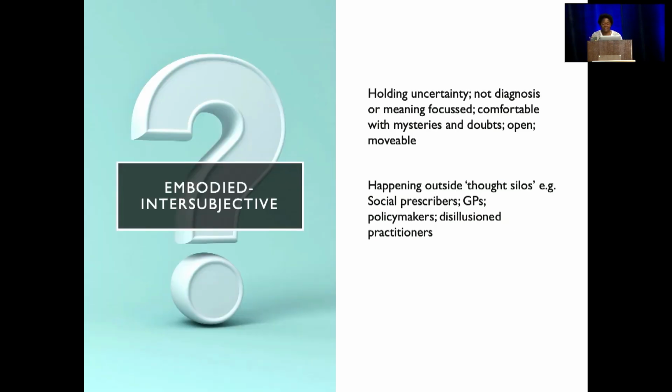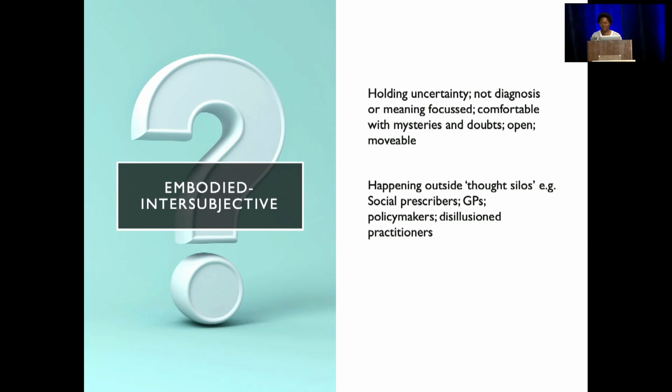But there was something else, and this is probably a little bit more like what Peter was talking about, that we named the embodied intersubjective completely independently. We didn't concur. This was done at different times. So it's an ontology that was very different from all the others, because in practice, it focused on holding uncertainty. It was not diagnosis or meaning focused. It wasn't always leaping to what is going on here, what could this be about. It was clinicians showing that they were comfortable with mysteries and doubts, they were open, they were movable.